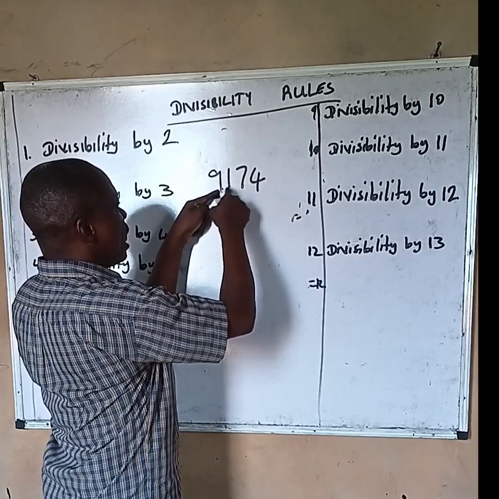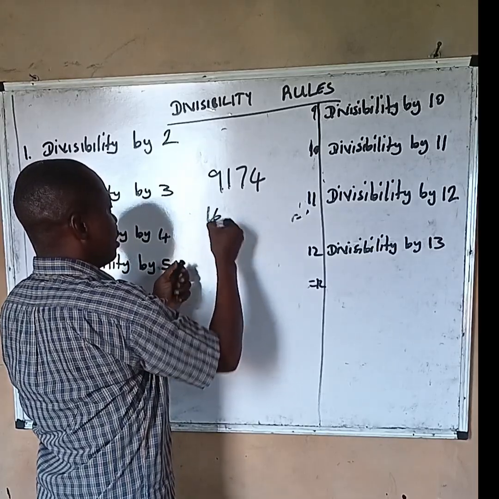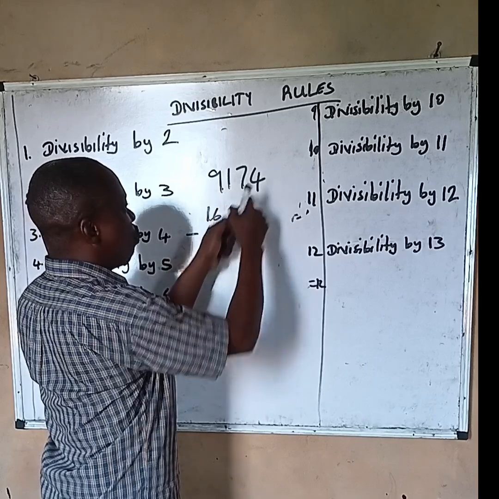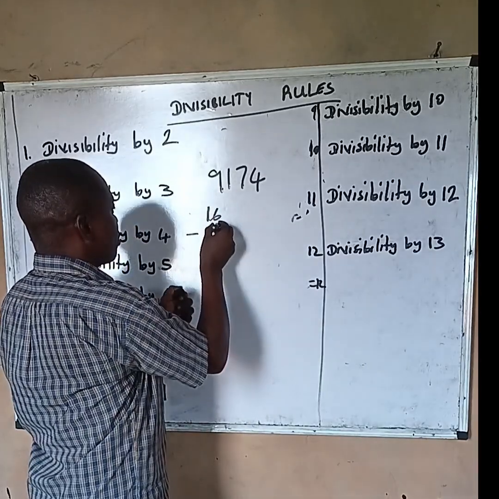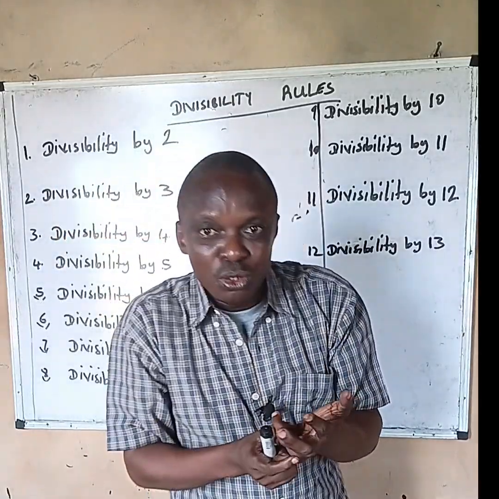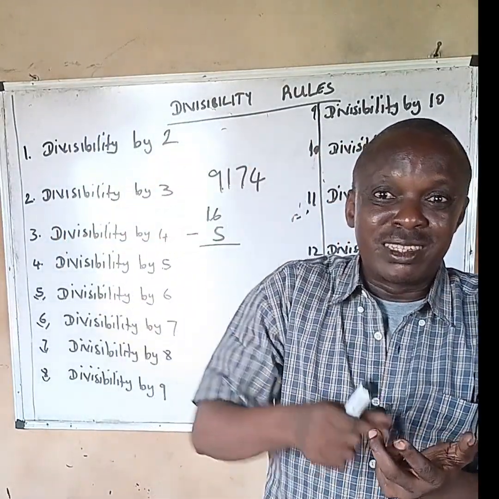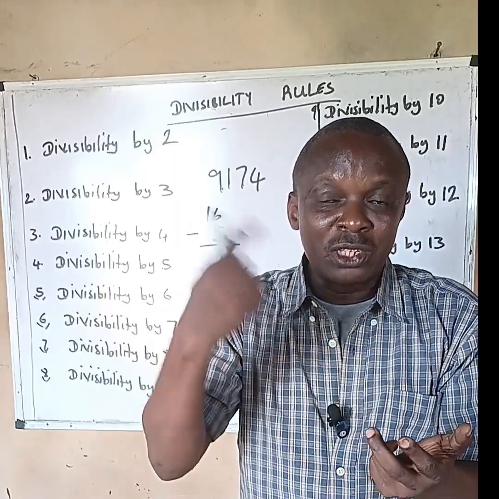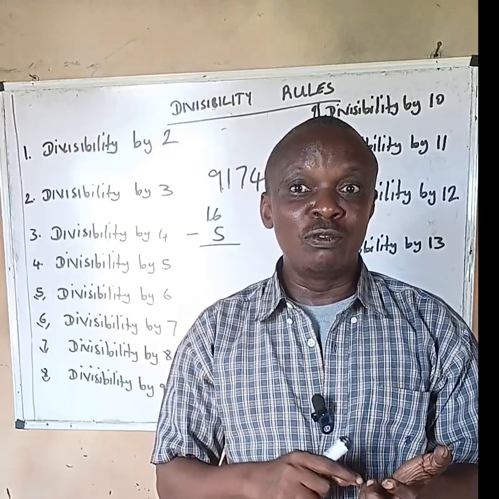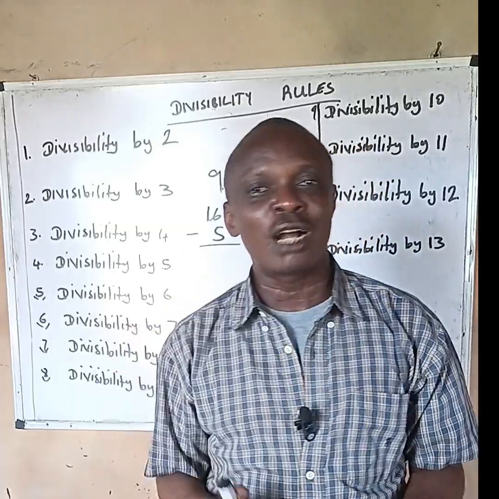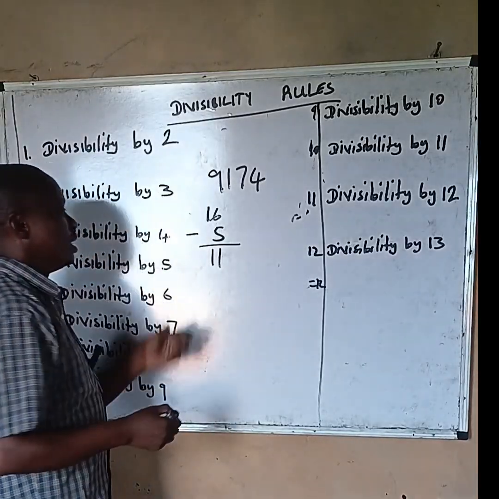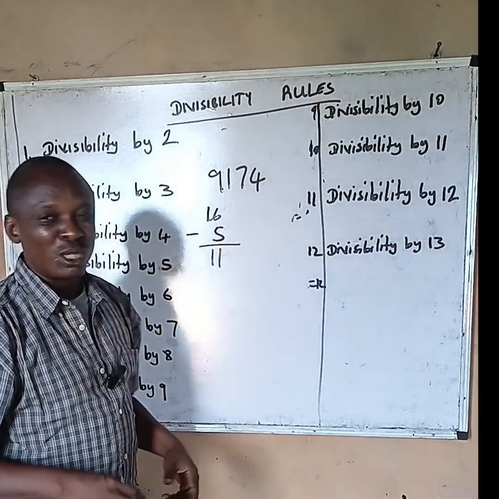If you add the odd places, 9 plus 7 is 16. Then minus, you will now add the even places, 1 plus 4 is 5. If you now subtract, if your answer is either 0 or a number divisible by 11, whether 0 or 11, then know that 11 can divide that number. So let's see, 16 minus 5 gives you 11. So it means that 11 can divide this number.